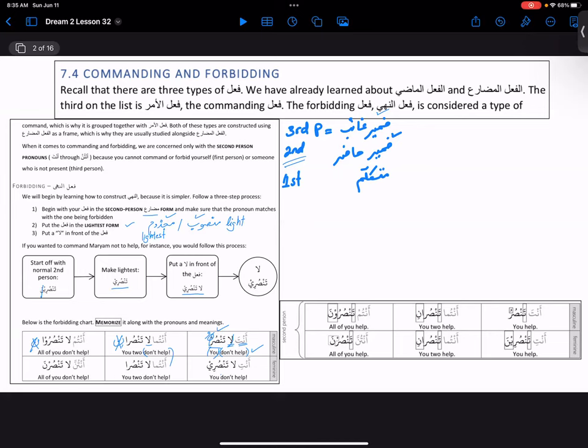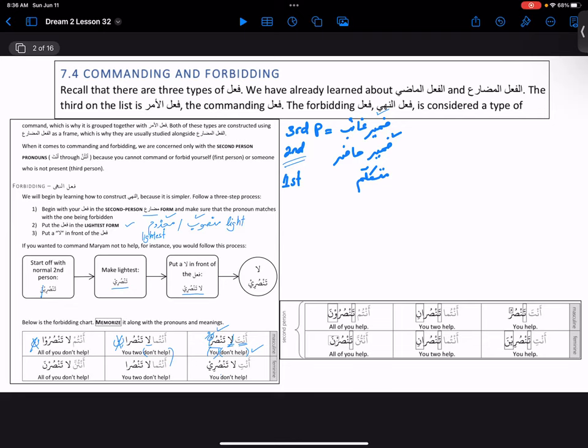But if any of the other sigas have noon, we need to drop the noon. This is how we make fil mudari majzum, right? So in the same way, we are going to drop the noon, and then putting la is basically making forbidding. So antuma would be la tansura. We have dropped the noon over there. And antum would be la tansuru. So we drop the noon over there. And anti la tansuri. Noon is dropped. Antuma, again, noon is dropped. La tansura.